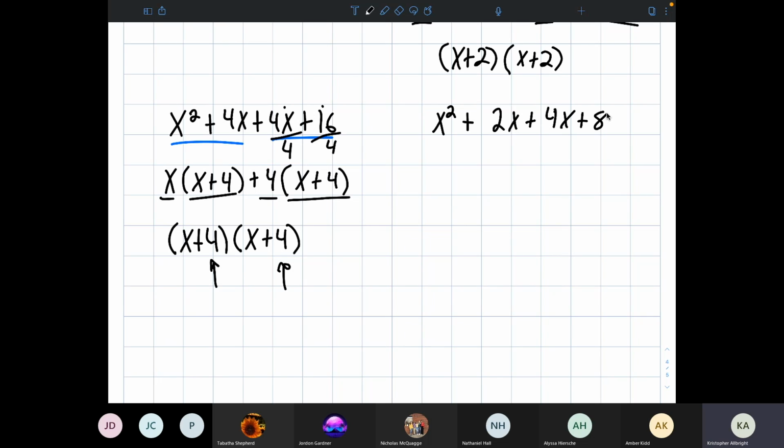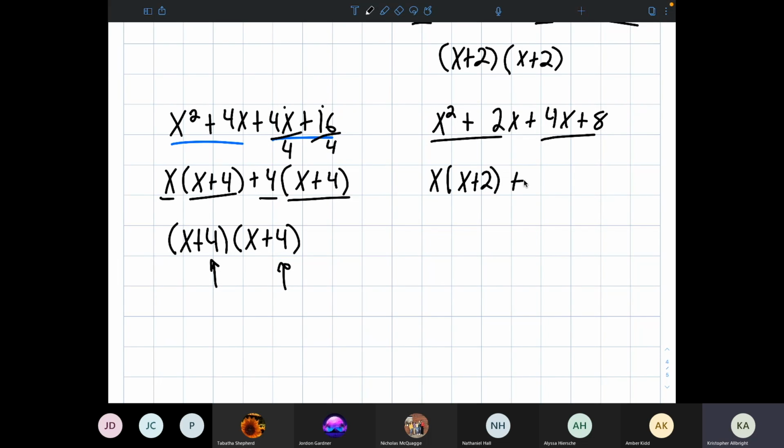Okay, this is our problem that we're working. So I'm going to look at my first two, and I'm going to look at my second two. I'm going to pull what I can out of each. So I'm going to pull an x out of this first set, and I'm going to be left with x plus 2.